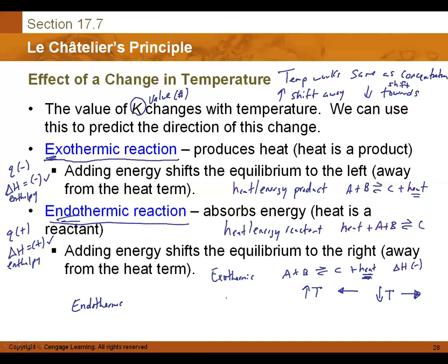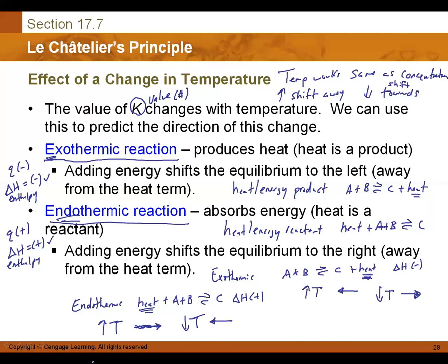You would have heat plus your reactants. And if you increase the temperature, again, in this case, because it's endothermic, delta H would be positive. It would be like adding more reactants, so it will shift away. It will go towards the product side. And if you decrease the temperature, it will be like removing a reactant, which means it would head towards the reactant side. So in terms of temperature, it's important to somehow figure out endothermic or exothermic.